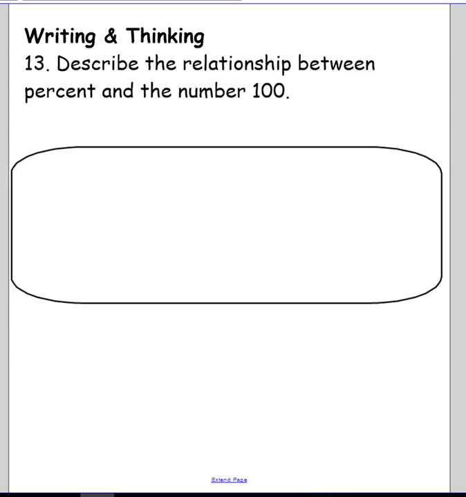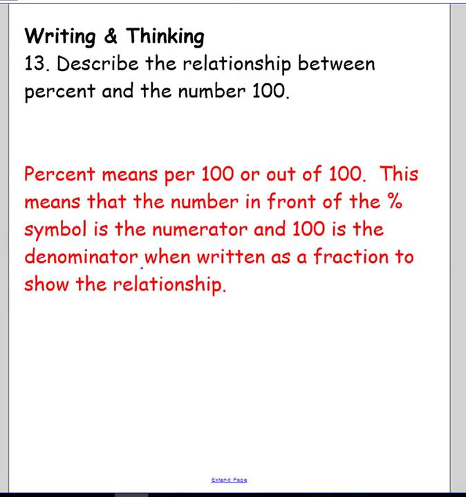Okay, so what is that relationship between the percent and the number 100? You can pause the video and take a second to write down your ideas, and then you can see what I had in mind and check and see if you need to add anything extra to your ideas before going on. So here I have percent means per 100 or out of 100. This means that the number in front of the percent symbol is the numerator and 100 is the denominator when written as a fraction to show this relationship.